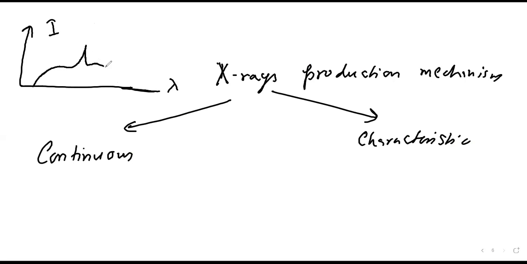Like this, it has been found. This is very interesting. This type of graph is seen on analyzing the X-rays. Here, see that this graph consists of two things. One is a smooth curve, another is a sudden spike in the graph, right? This continuous graph represents the continuous spectrum of X-rays, whereas this spike represents the characteristic spectrum of the X-rays.